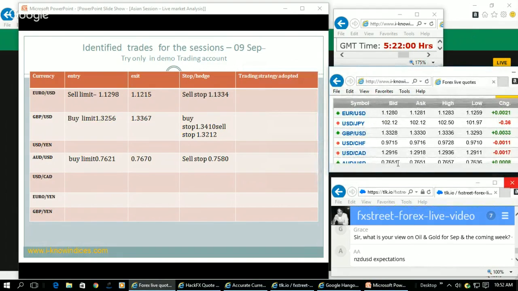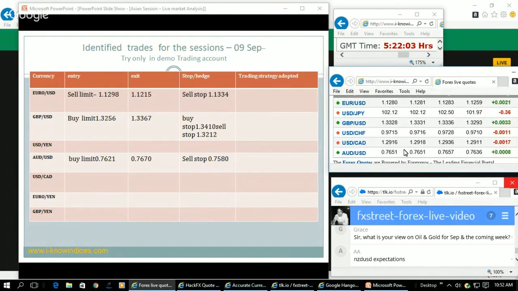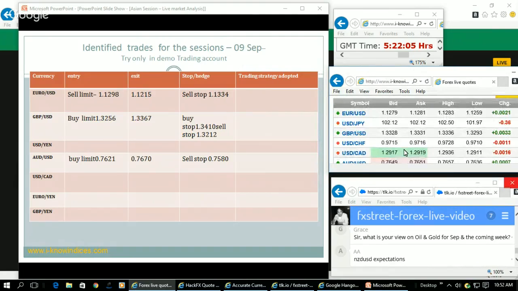As you see, the Australian dollar is making either way swings, but in the case of New Zealand dollar, less drop, more gain moves are seen.